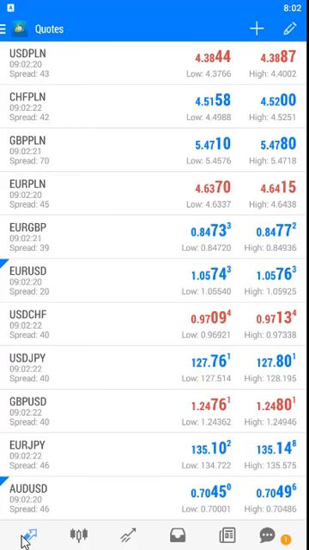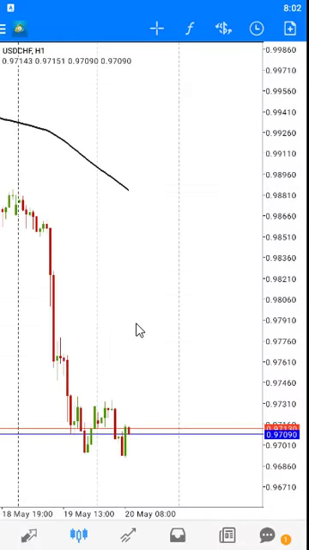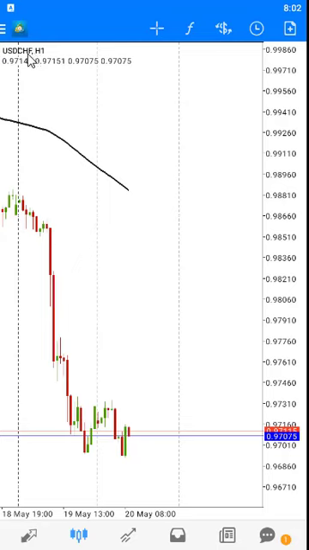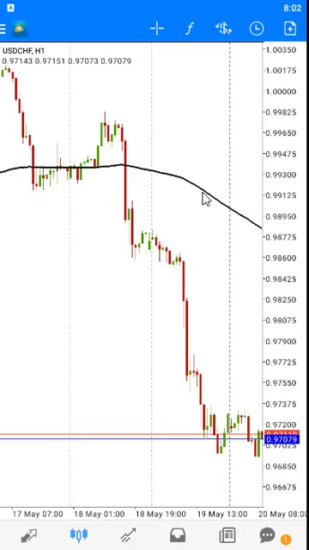Now let's jump into our chart. So this is the chart, so we're going to do it from the chart. Probably your chart is looking like this. As you can see, I am on USD CHF here, H1, but you can be on any chart. You can be on any instrument and deploy your technical tools. Now probably you're having only one line on your chart. This line is called moving average.